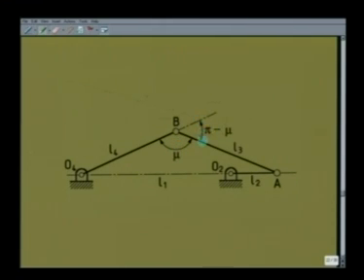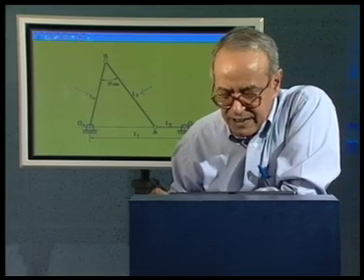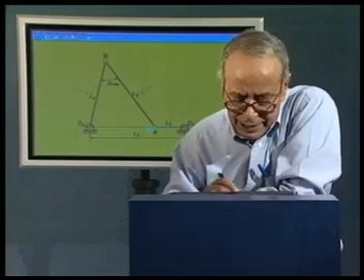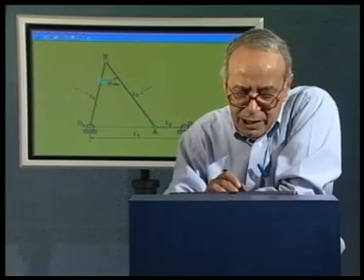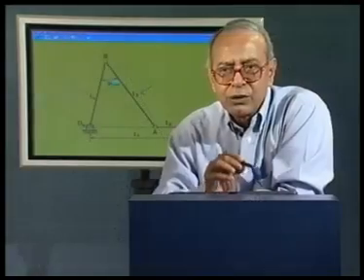It will always take the acute angle, and this angle is minimized when O2A is along the line of frame. So, there are two situations, either O2A is in this direction when this angle between the coupler and the follower is more than 90 degree and the transmission angle is pi minus mu. The other situation is when O2A is again along the line of frame and the coupler and the follower makes an acute angle, and that itself is the minimum transmission angle mu min. This now we will demonstrate through models.